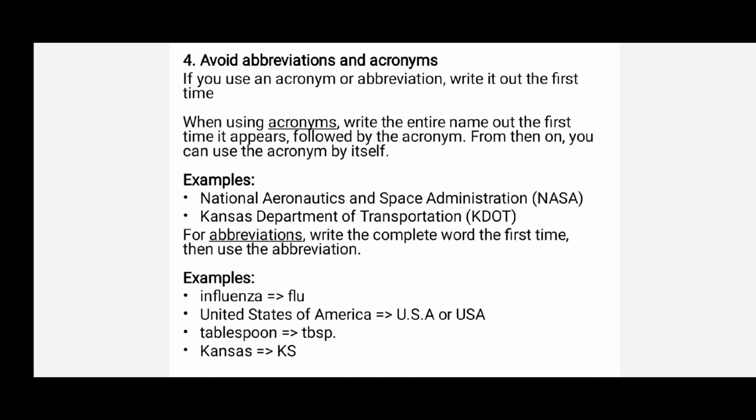Examples: National Aeronautics and Space Administration, or NASA. Second is Kansas Department of Transportation, or KDOT. For abbreviations, write the complete word the first time, then use the abbreviations. Examples are influenza or flu, United States of America or USA, tablespoon or tbsp, Kansas or KS.